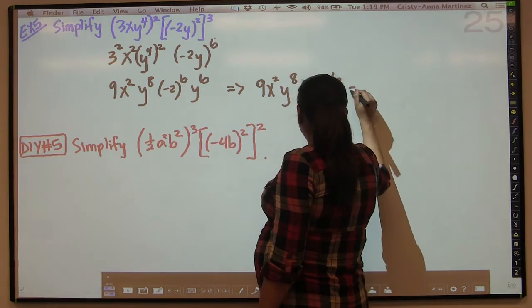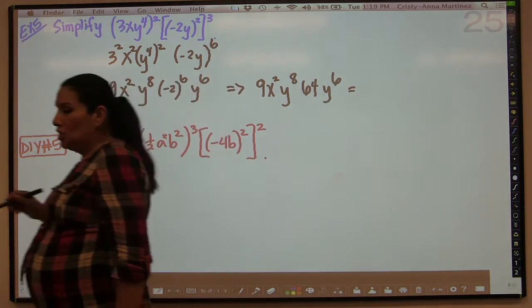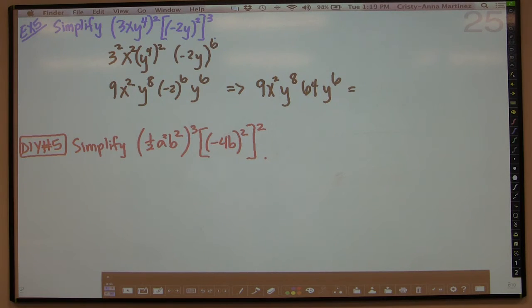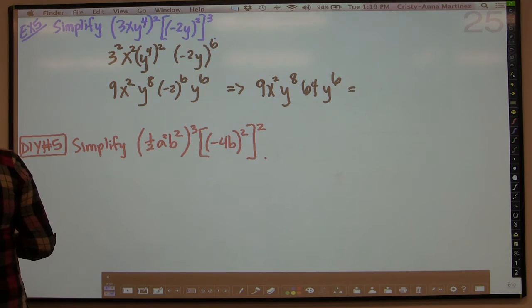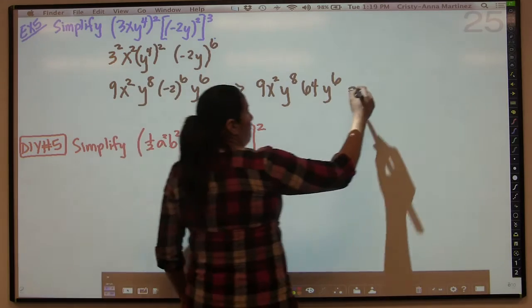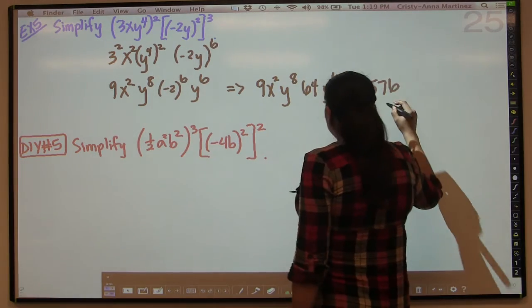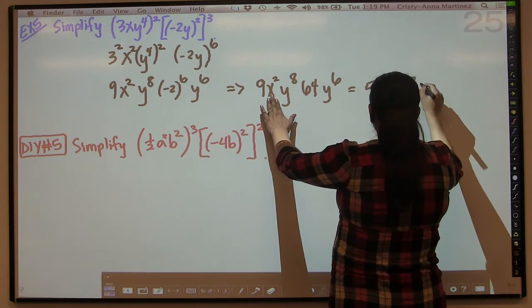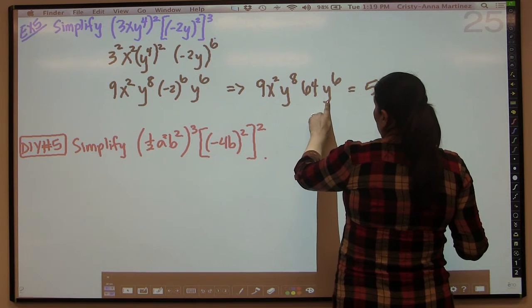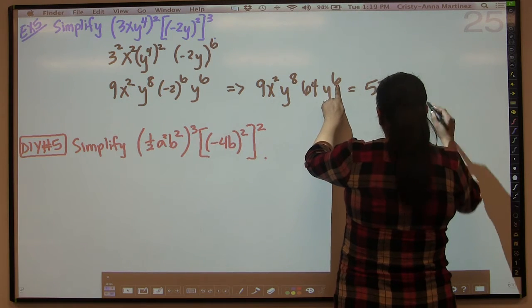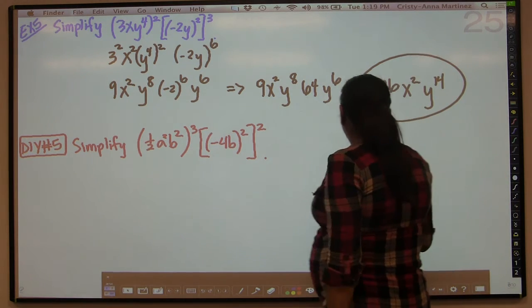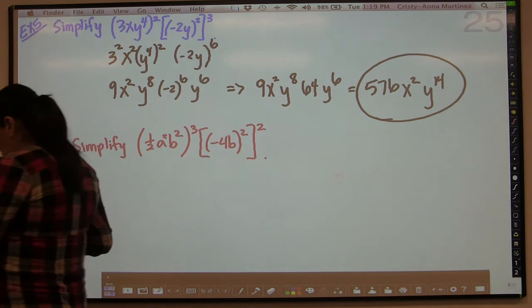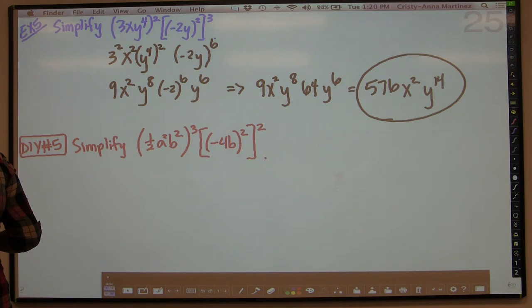And we can put our 64 and our 9 together. So 64 times 9 is going to give us 576. Then we have our x squared. And because they're both the same variable, we can add the 8 and the 6, which is going to give us 14. So here's our final answer, 576x squared y to the 14th power.